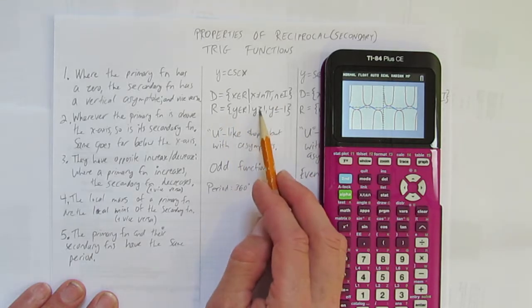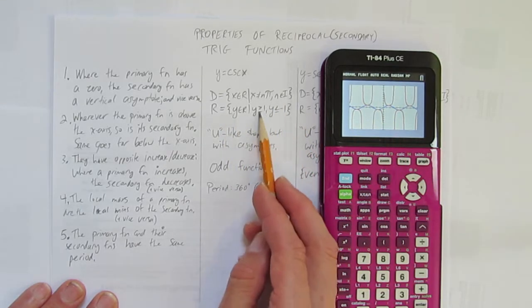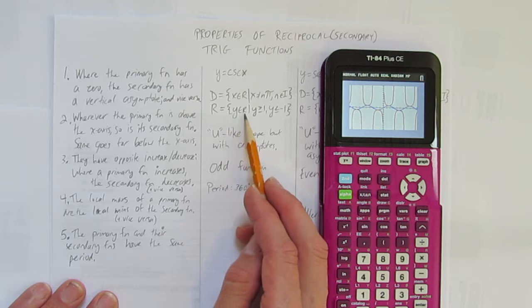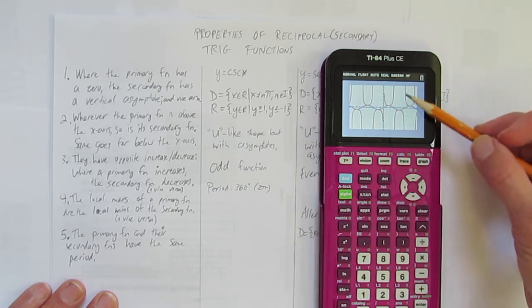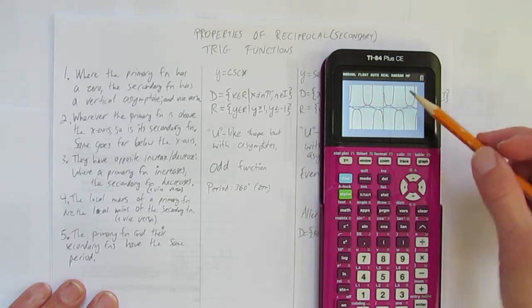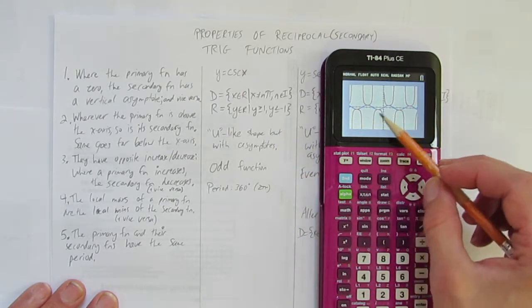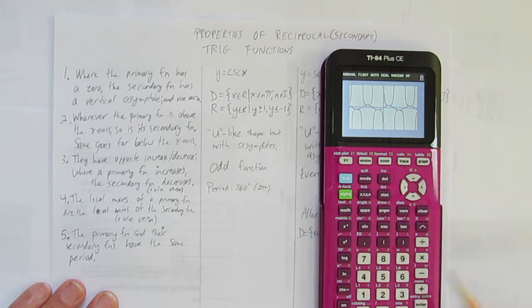The range of this cosecant, the red again, is the set of y's, an element of R, such that the y's are either greater than or equal to 1, that's all these positive parts, or y is less than or equal to negative 1, that's all these negative parts.